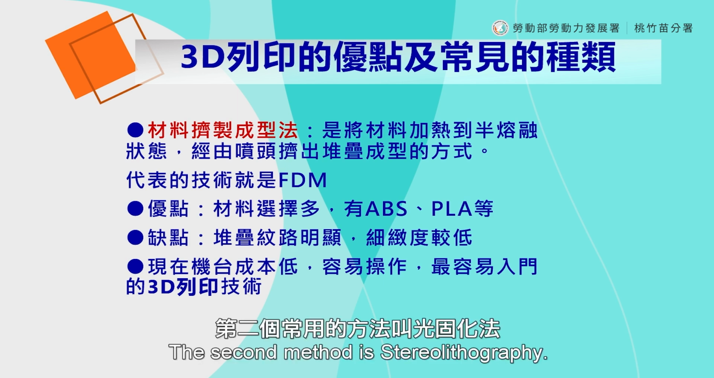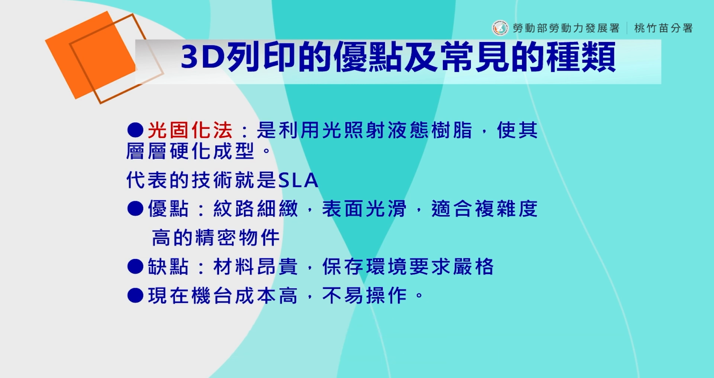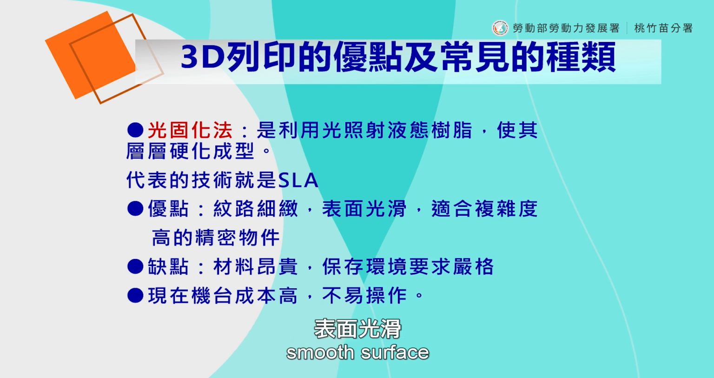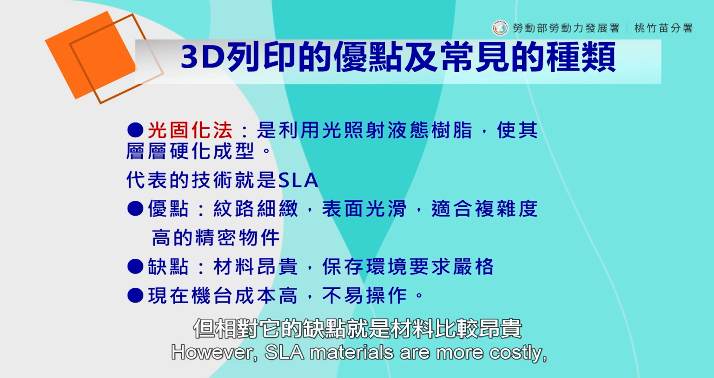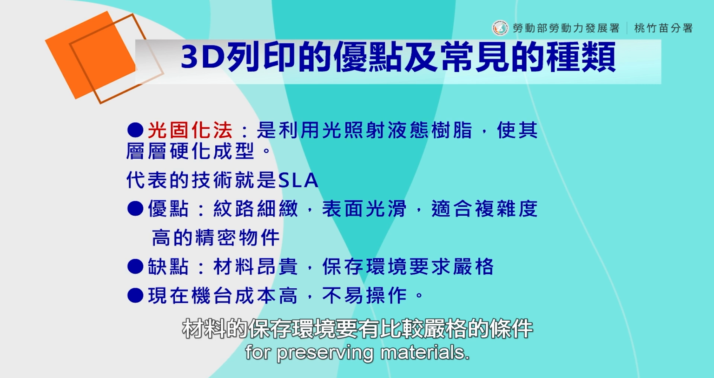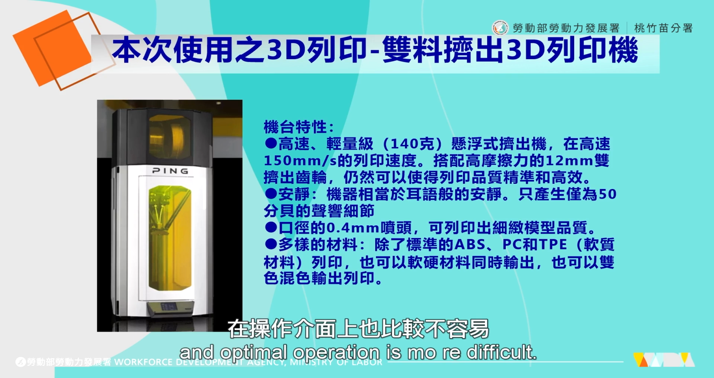The second method is stereolithography. It uses a laser to harden liquid resin layer by layer. The most common application is called SLA. SLA creates a highly detailed, smooth surface suited for complex, high-precision objects. However, SLA materials are more costly, and the machine requires specific environmental conditions for preserving materials. The cost is higher than FDM, and the operation is more difficult.